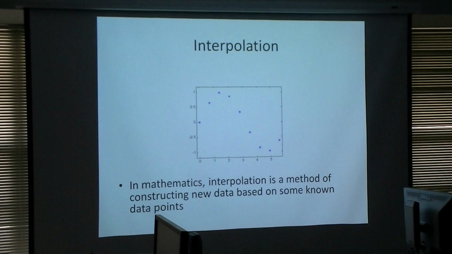Let's see what interpolation is. In mathematics, interpolation is the method of constructing new data based on some known data points. We can see we have a few data points sampled from some function, and it looks like a sinusoidal curve, right? And here's an example of linear interpolation, in which the adjacent points are connected together. We can see the reconstructed curve is not very smooth by using the linear interpolation method.